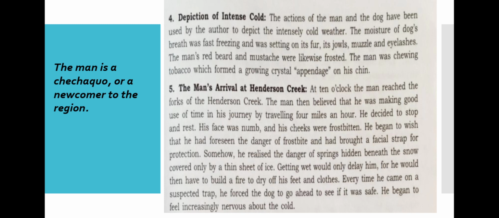At 12:30, he arrived at the forks of the creek. Clear? Pleased with his speed, he was sure that he would reach the camp by 6. Okay, the man was very sure that he would reach the camp by 6.